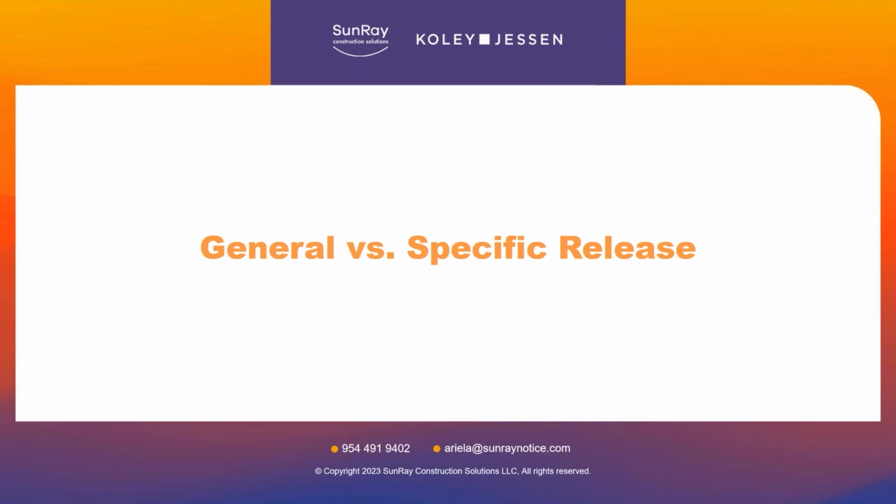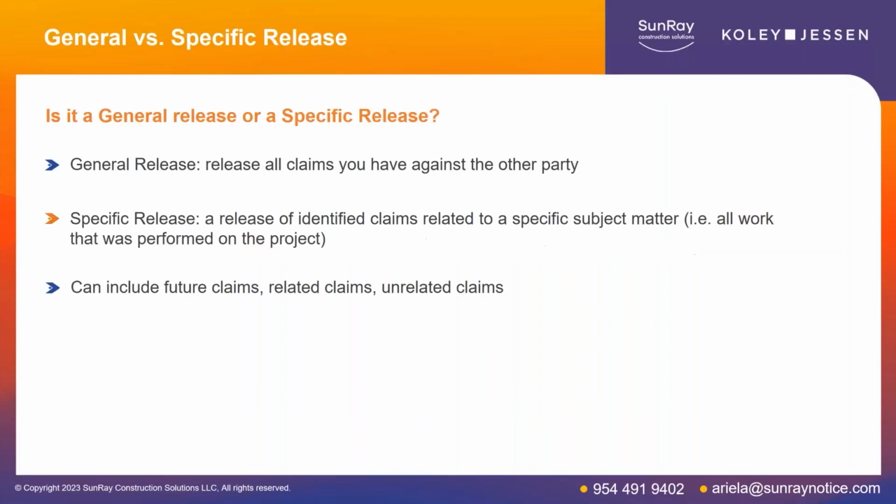And with regards to settlement and release agreements, there are two general categories of releases. There's a general release and a specific release. And understanding the difference between the two is absolutely vital to understanding the rights that you are giving up. So first, a general release is a release of all claims that you have against the other party or all claims that they have against you.